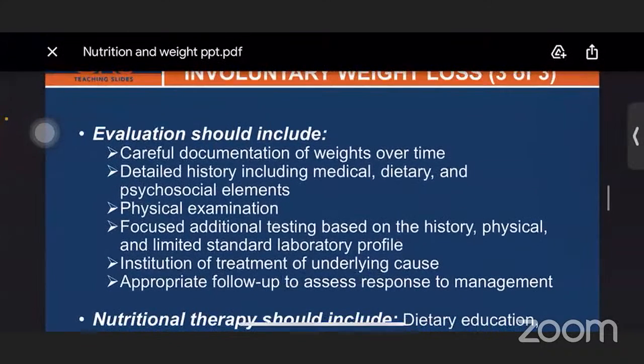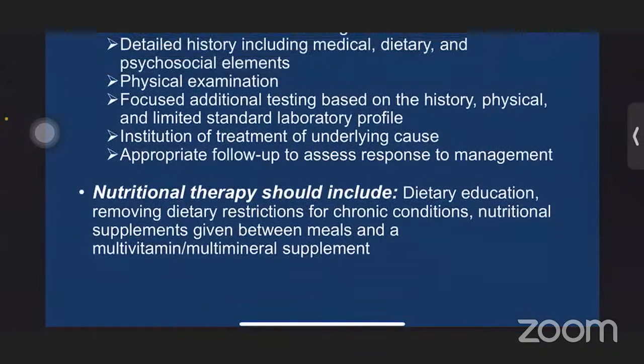An evaluation should include careful documentation of the weights over time, detailed history including medical, dietary, and psychosocial elements, and physical examination, and focused additional testing based on history, physical, or limited standard laboratory profile, institution of treatment of the underlying cause, appropriate follow-up to assess response to management. Nutritional therapy should include dietary education, removal of dietary restrictions for chronic conditions, and nutritional supplements given between meals, and a multivitamin or multimineral supplement should be included.